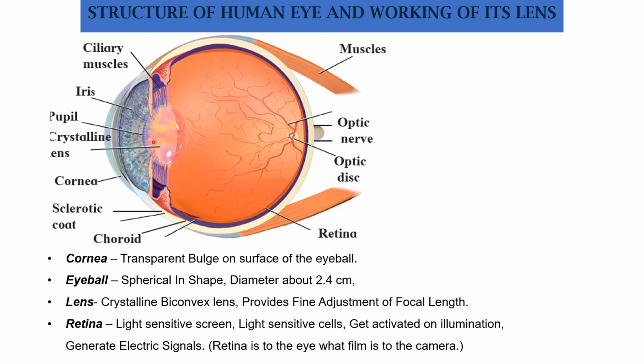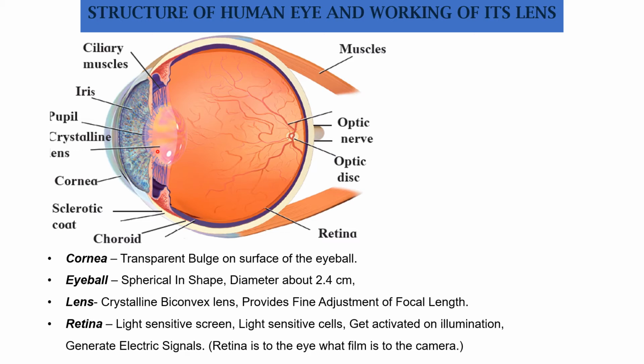After the pupil, we come across a biconvex crystalline lens. So this is the lens that is present here. You can see it is biconvex and it is crystalline. It is made out of proteinaceous material. The function of the lens is to bring about change in the focal length so that we can view objects at various distances from our eyes.